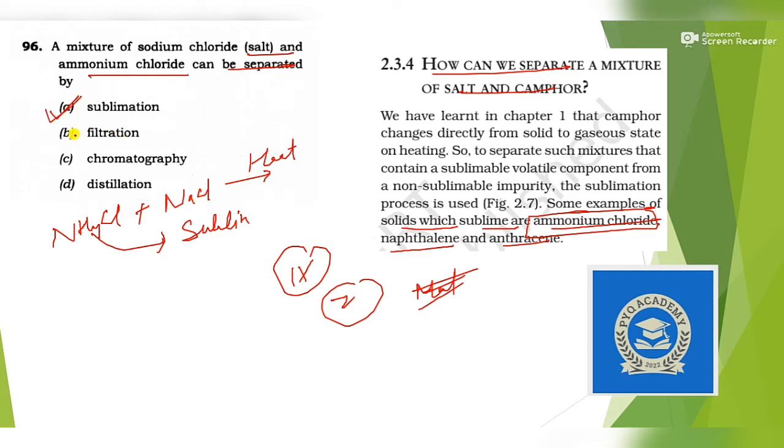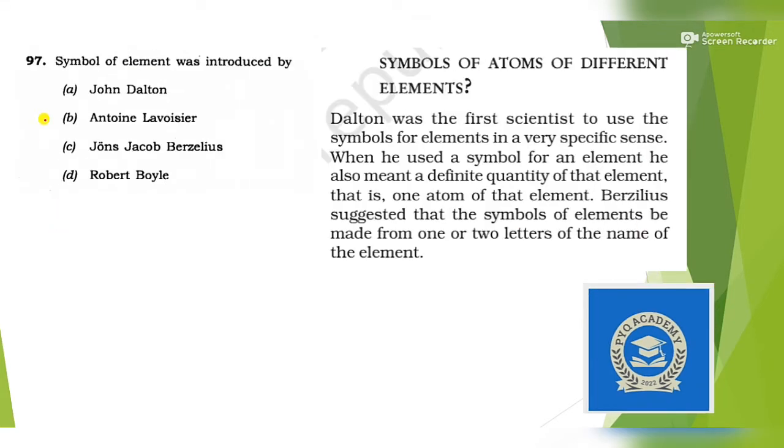The answer is option A. Next, the symbol of elements was introduced by, a question taken from NCERT. You can see here that Dalton was the first scientist to use symbols for elements in a very specific sense. The answer is option A.